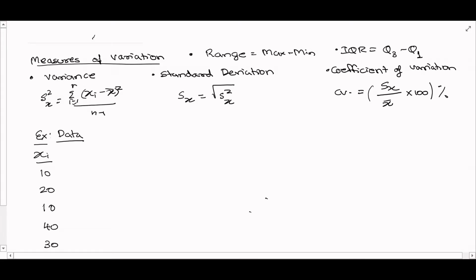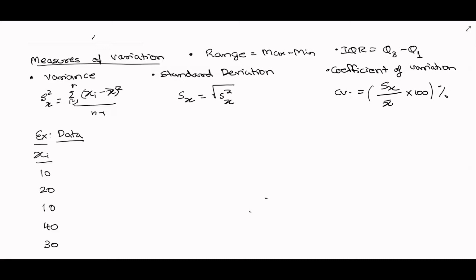In this video, we are interested to look at measures of variation in the data set. So variation is basically indicating how much the data varies across all the data points. And there are 5 measures of variation. The first one is the range.